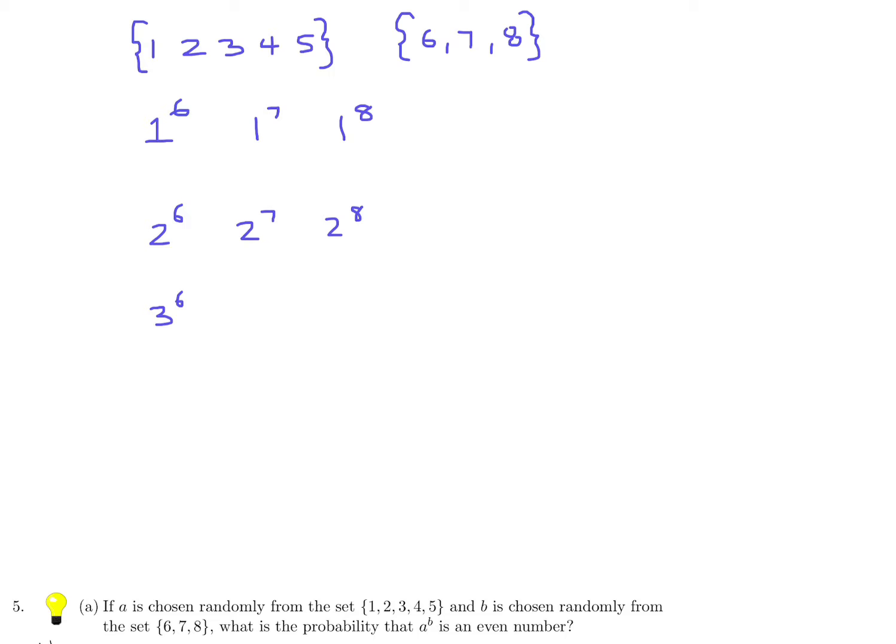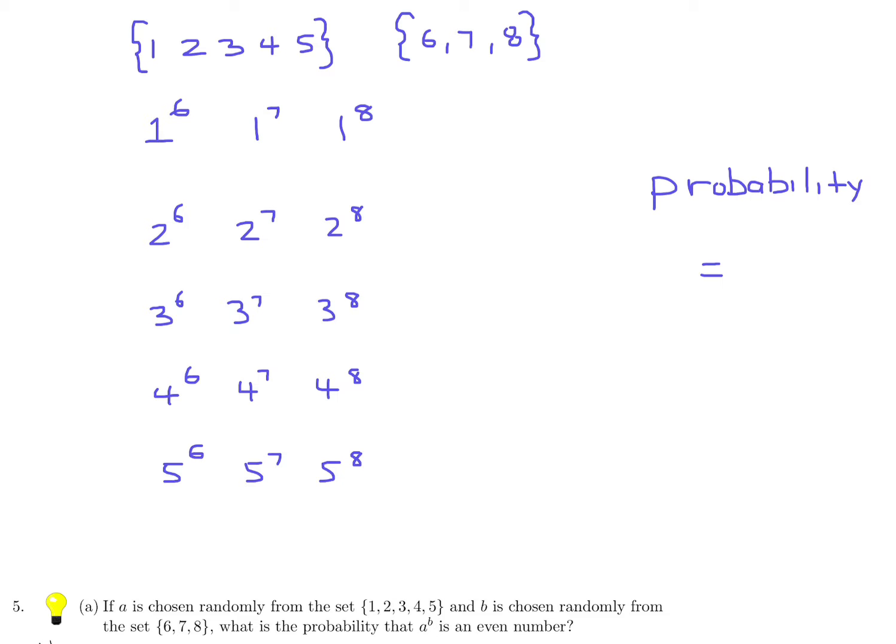3 to the power of 6, 3 to the power of 7, 3 to the power of 8. 4 to the power of 6, 4 to the power of 7, 4 to the power of 8. And finally, 5 to the power of 6, 5 to the power of 7, and 5 to the power of 8. So we've got 15. And like any probability question, it's going to be a fraction, the numerator over the denominator, and the denominator is the total number. Total number is 15, as we just wrote. And the numerator is going to be the specific condition. And in our question, the specific condition is that we want it to be even.